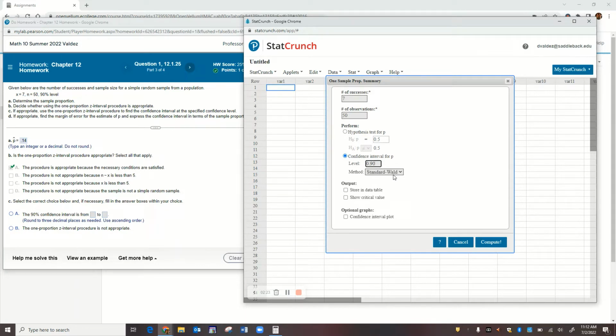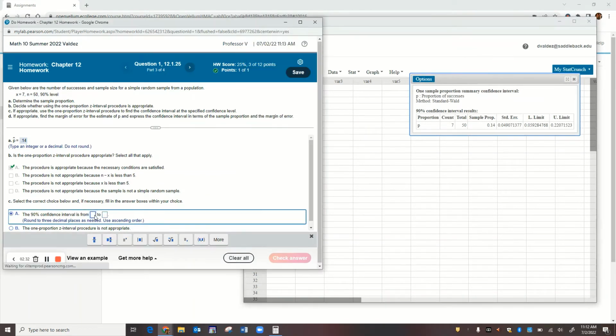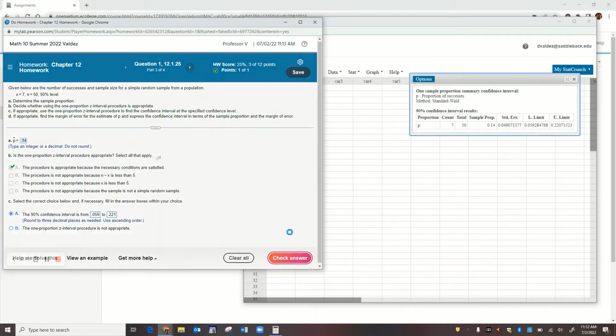And just leave it at the standard Wald method. Okay. Compute. They give us the lower limit, the upper limit. So we're going to round to 3 decimal places, 0.059 to upper limit 0.221 if I'm rounding. Good job.